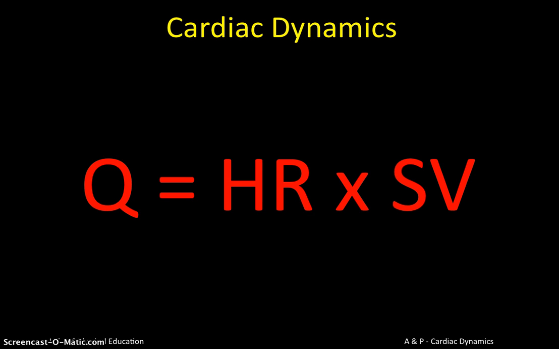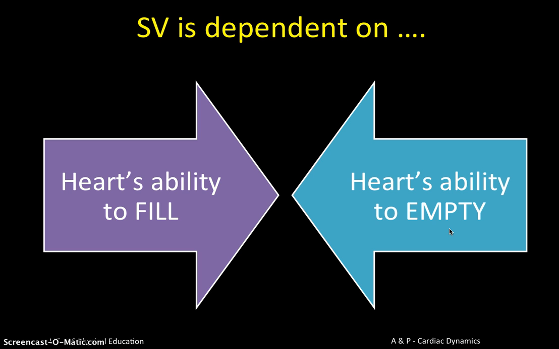You should be familiar now with this equation, the cardiac dynamics equation, which involves these three components: cardiac output, heart rate, and stroke volume. Stroke volume, or how much blood you can eject per beat, is very much dependent on how much blood returns to the heart and fills the heart chambers so that it can be pumped out. So your heart's ability to fill will feed into and contribute to your heart's ability to empty and eject blood.